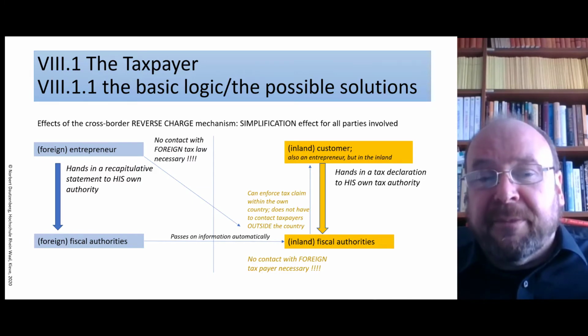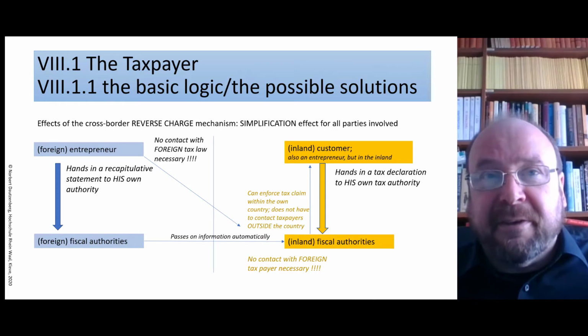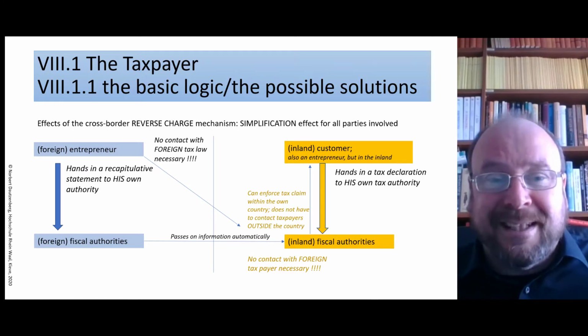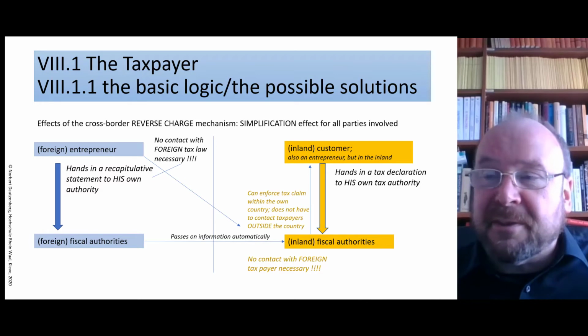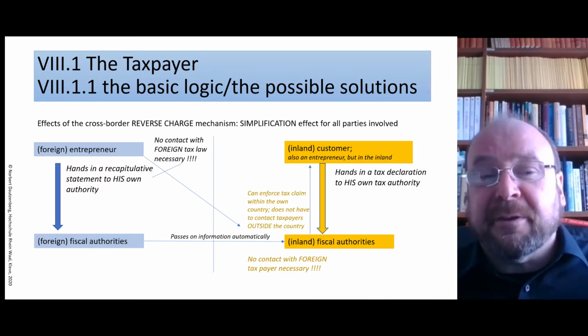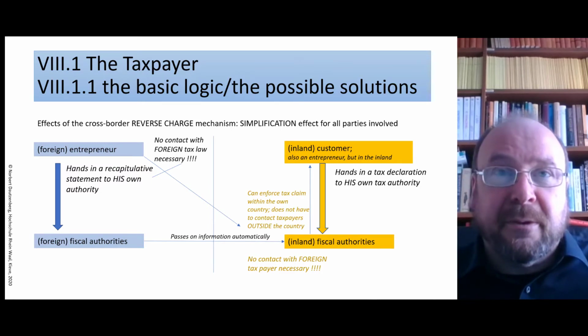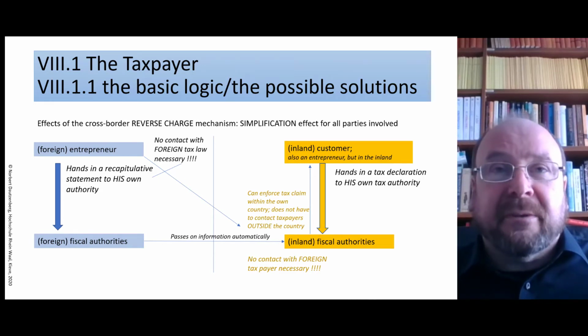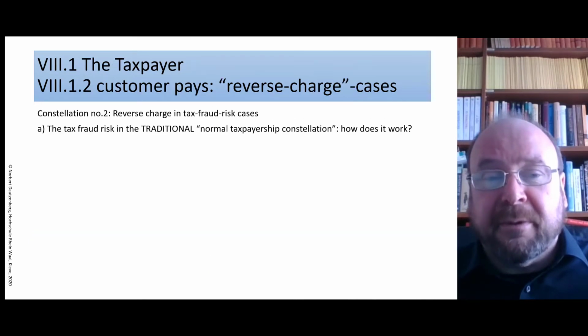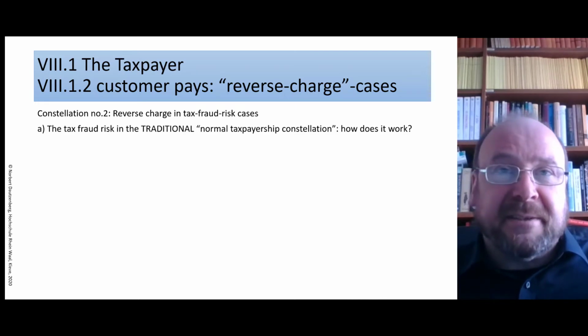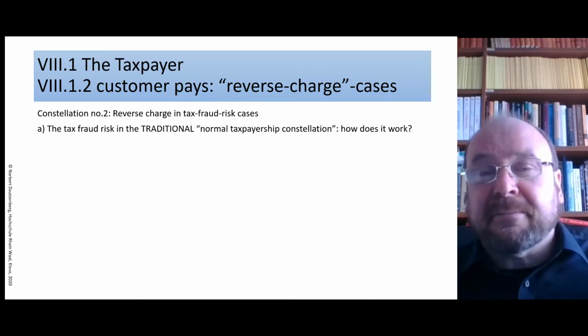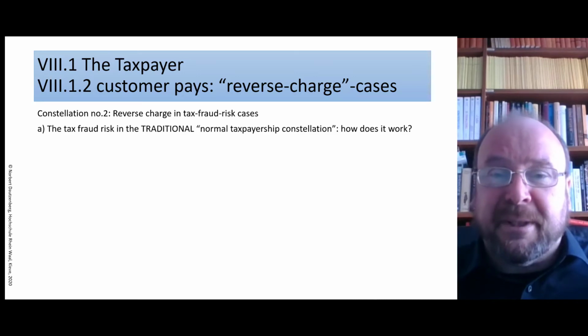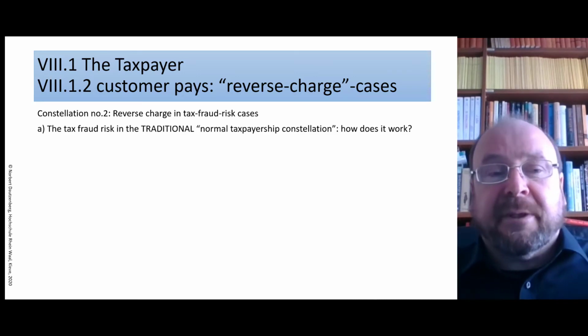No contact with the foreign taxpayer or foreign authority is necessary to enforce the tax claim. For the foreign entrepreneur, no contact with the foreign tax law and especially no contact with foreign tax declarations, foreign authorities and the inland fiscal authority is necessary. So all that complicated cross-border contact is also avoided for the foreign entrepreneur. Everybody can stay within his or her own legal system and fill out the domestic tax return sheets only. So a great simplification for all of the people involved. That's why the reverse charge system, so that the taxpayer is the customer, sounds complicated, sounds like a deviation from general principles, but is in principle really great in practice.